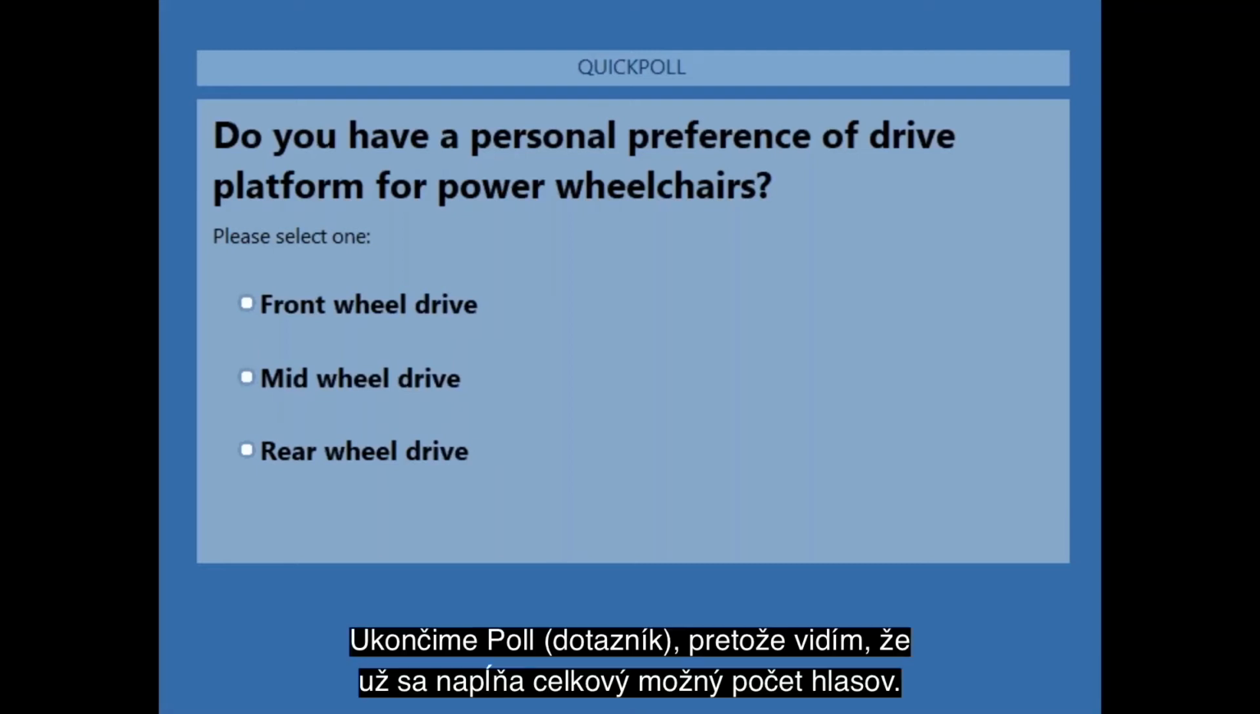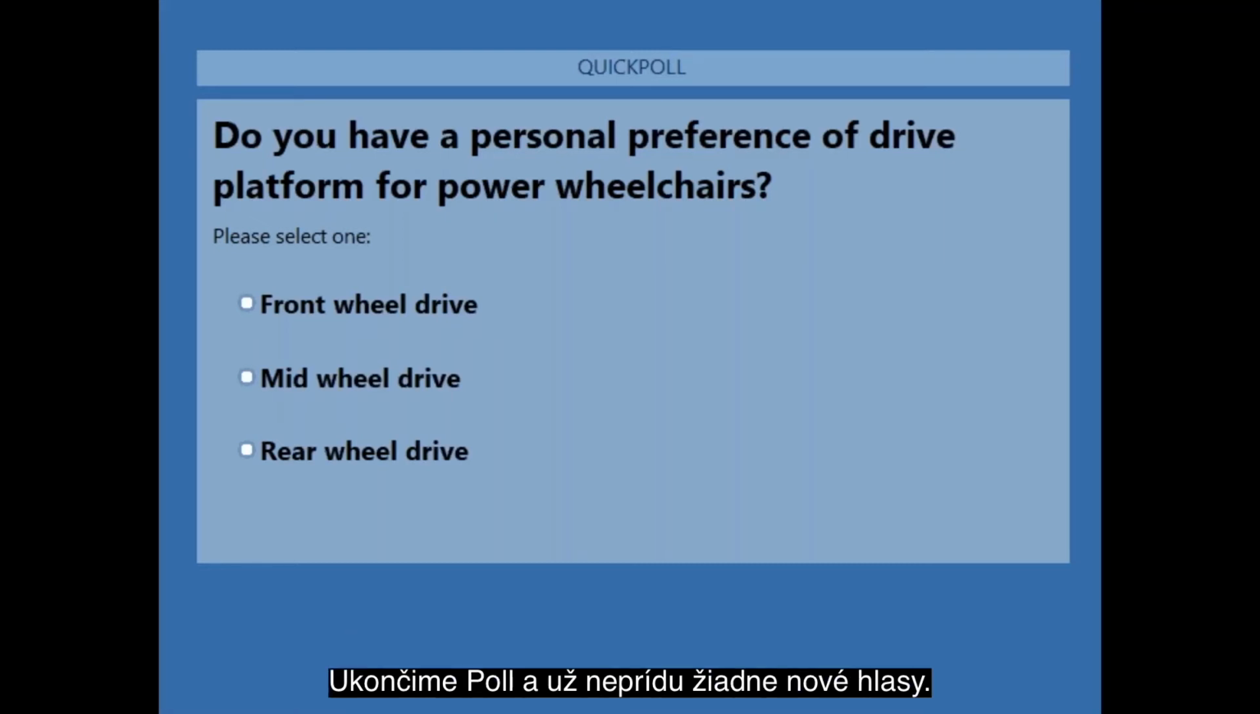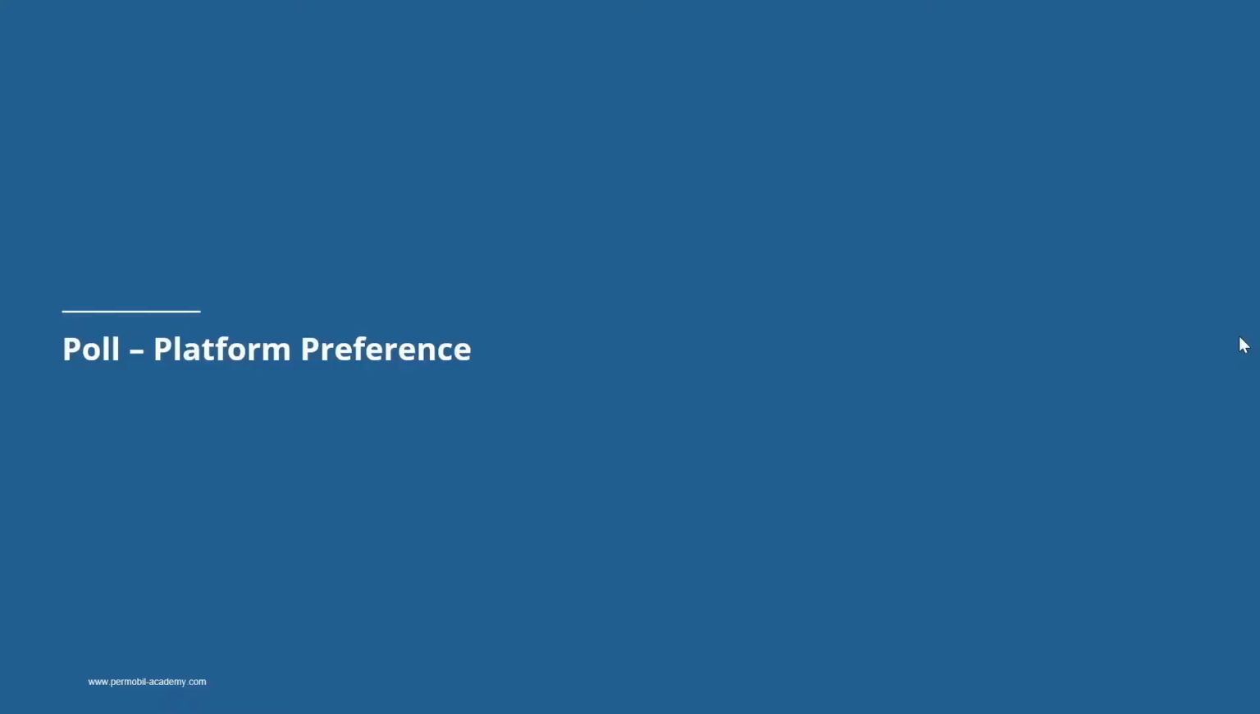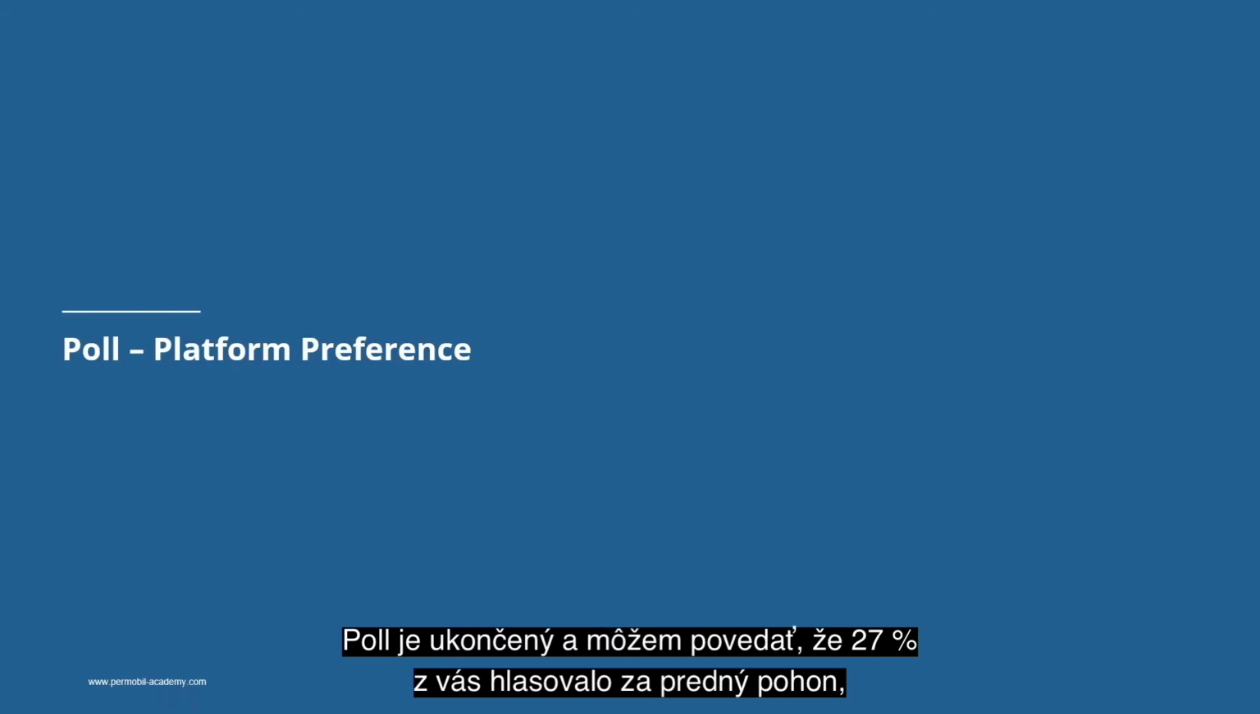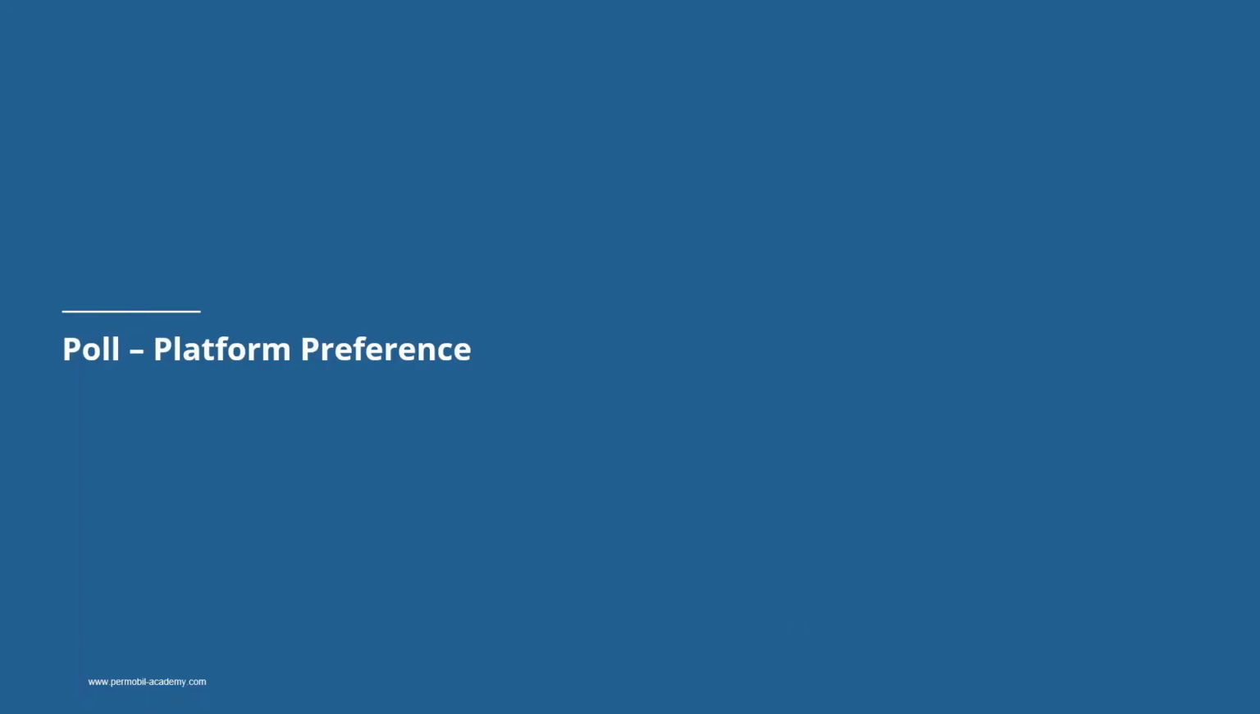So let's close the poll now, because I see the number of votes is stalling. Let's close the poll in, let's say, 5 seconds, if no new votes are coming in. So the poll is now closed, and I can say that 27% of you voted for the front wheel drive, 12% voted for the rear wheel drive, and 61% voted for the mid wheel drive.